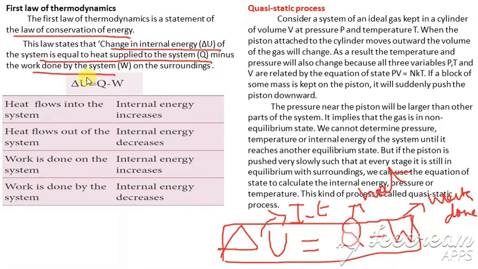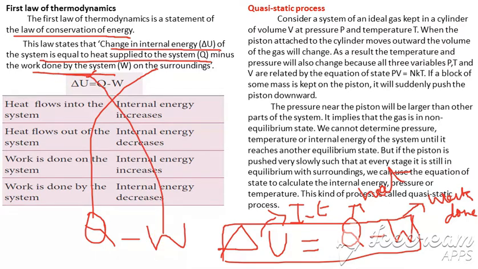The change in internal energy is equal to the heat supplied minus the work done. Okay, Q minus W, right? So what is Q? Heat supplied minus the work done, they have said.